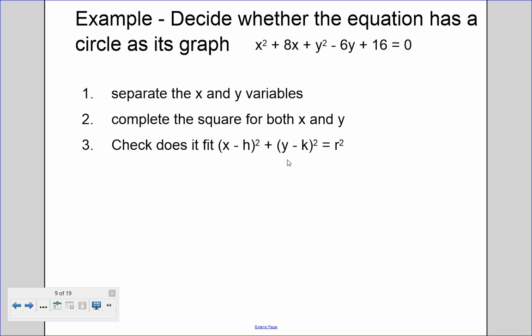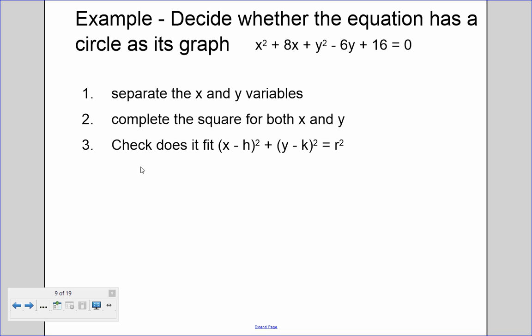Okay, so one more example here. Have this one, similar kind of thing. So here are the steps. Separate the x and y variables. Complete the square for both the x and the y. You kind of do those separately. Make sure you add whatever you use to complete the square to the other side. And then you want to see, does it fit this? Sometimes it will, sometimes it won't. Most of the ones we're going to do here are going to fit.